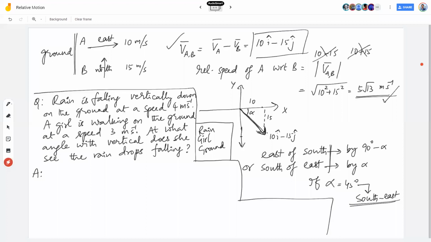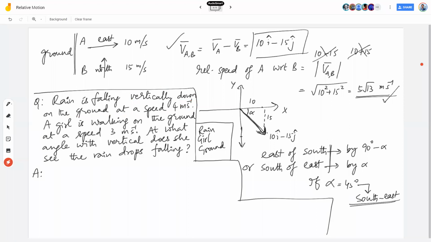And when they say rain is falling vertically down on the ground at a speed of 4 meters per second, that velocity, see, there is speed 4 meters per second, there is the direction vertically down. At that velocity, meaning magnitude and direction included, that velocity is expressed in what reference? Ground reference. Okay. So velocity of rain with respect to ground is given.